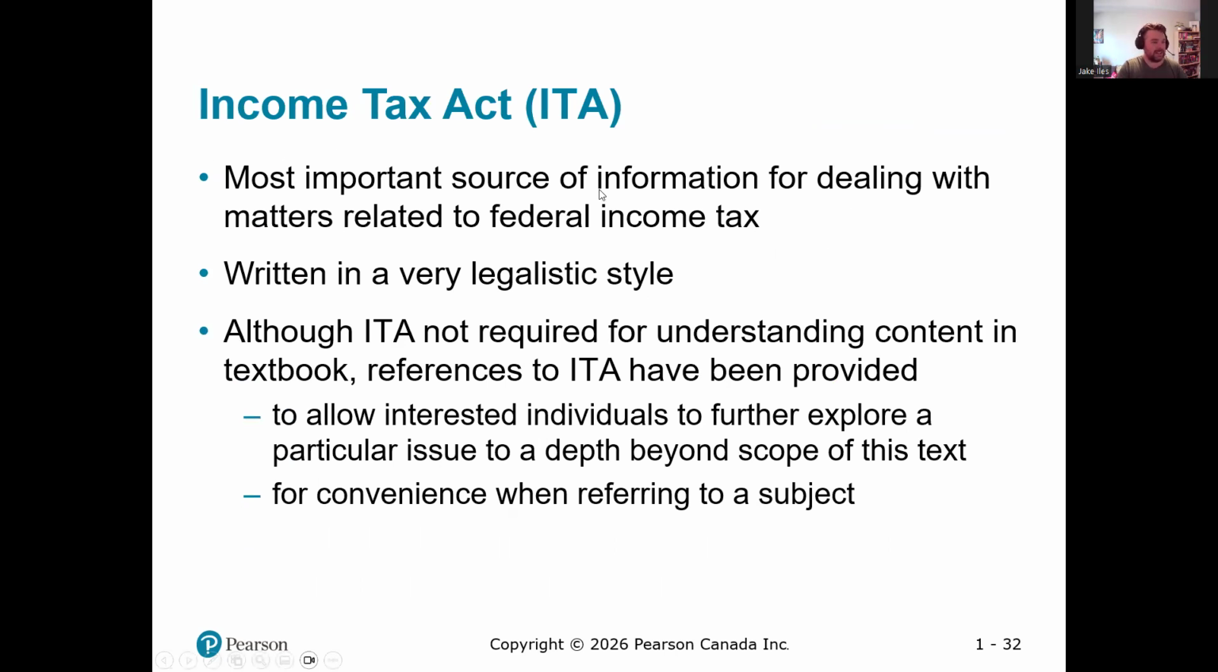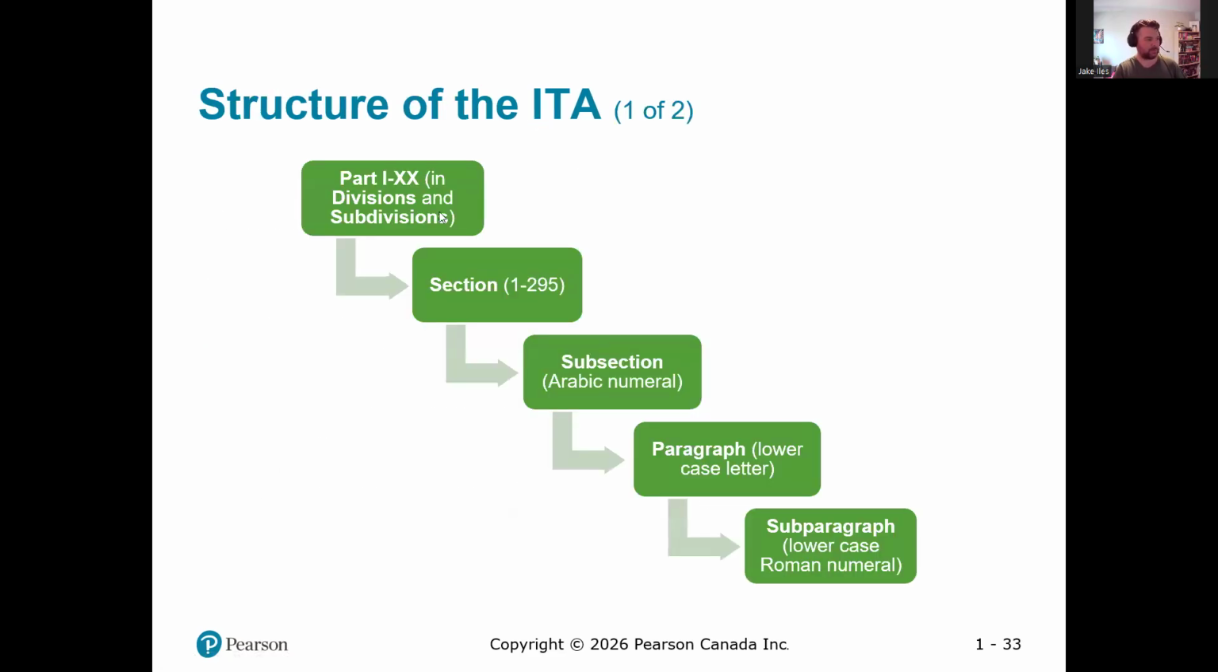So the Tax Act is our source of information for dealing with federal income tax. It's a very legalistic style because it is a legal document. It outlines the laws and rules. The Income Tax Act is not required for understanding the content in this textbook, but as we talk about certain rules, we will be making references to the Tax Act.